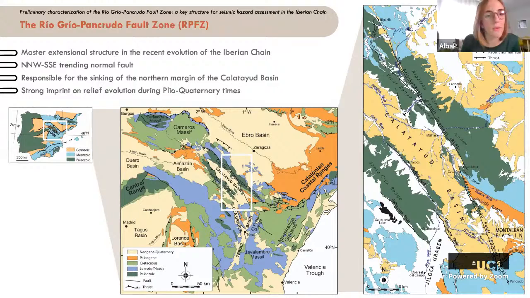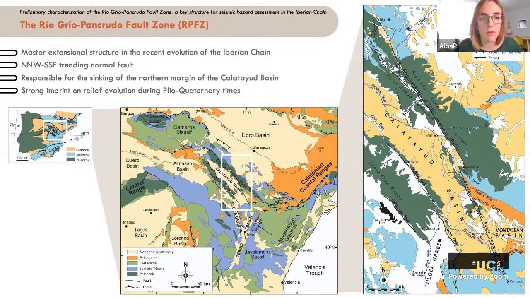We have noticed that there's a master extensional structure in the recent evolution of the Iberian chain, and it is a north-northwest, south-southeast trending normal fault line. It is made of 2 segments. The first one is the Rio Grio Lanzuela, and the second one is the Cucalón Pancrudo fault segments. They are separated by a right relay zone of 2 kilometers wide, totalizing about 88 kilometers in length.